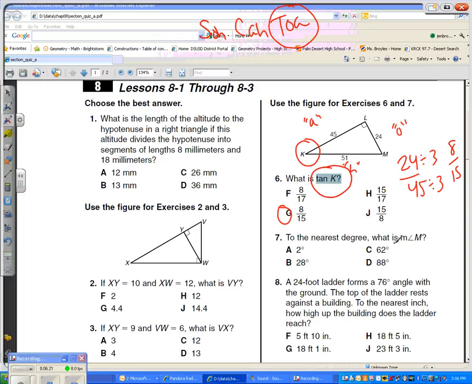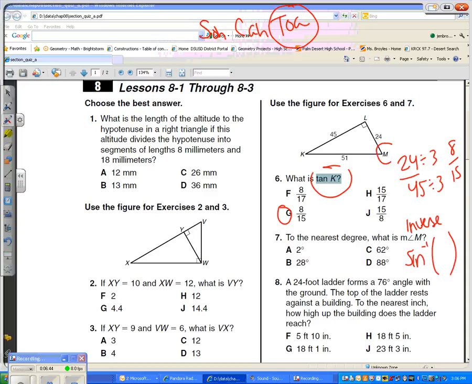Number seven, to the nearest degree, what is the measure of angle M? This one, we're trying to find an angle. If we're trying to find an angle, remember we're using inverse SOHCAHTOA. And they told us all the sides, so this is really cool. That means you get to pick whichever trig function you want. It doesn't matter. I don't know why, but sine is my favorite, so I'm going to use inverse sine.